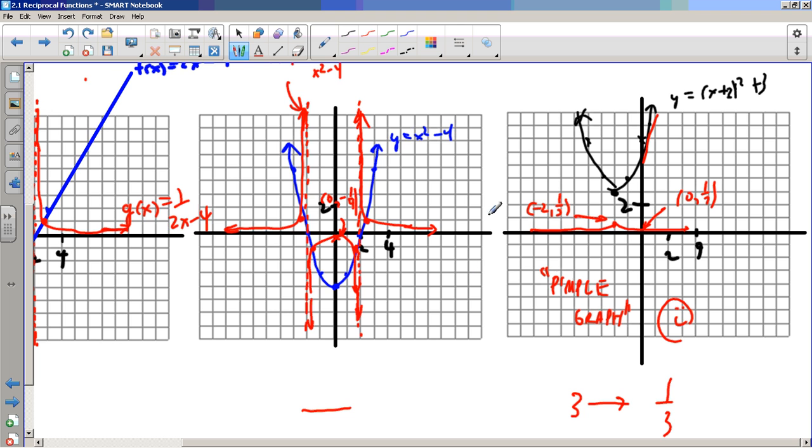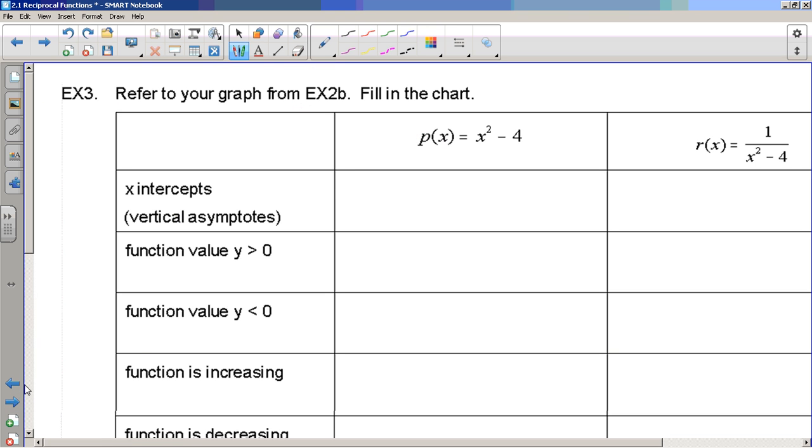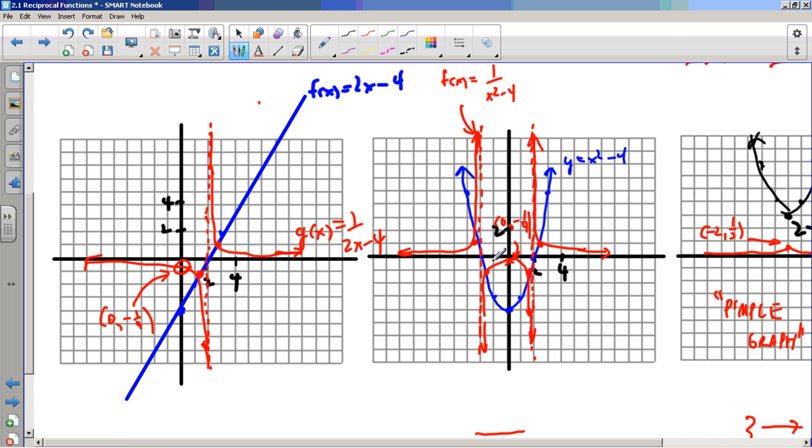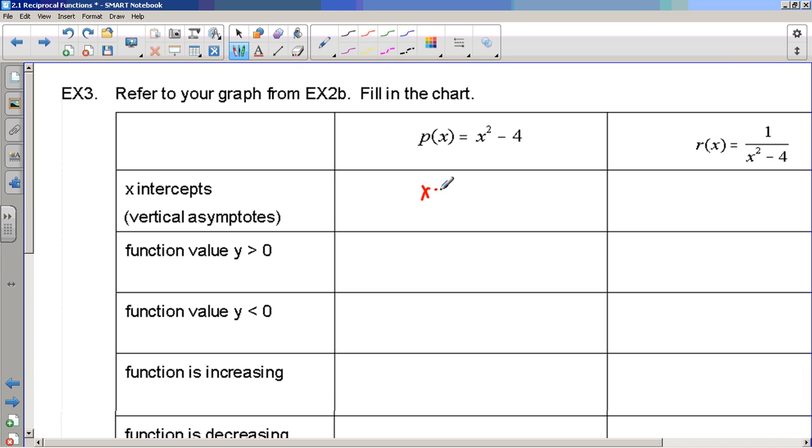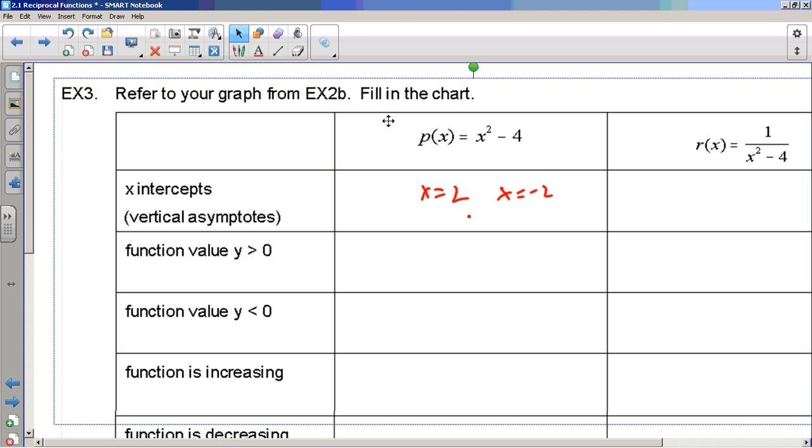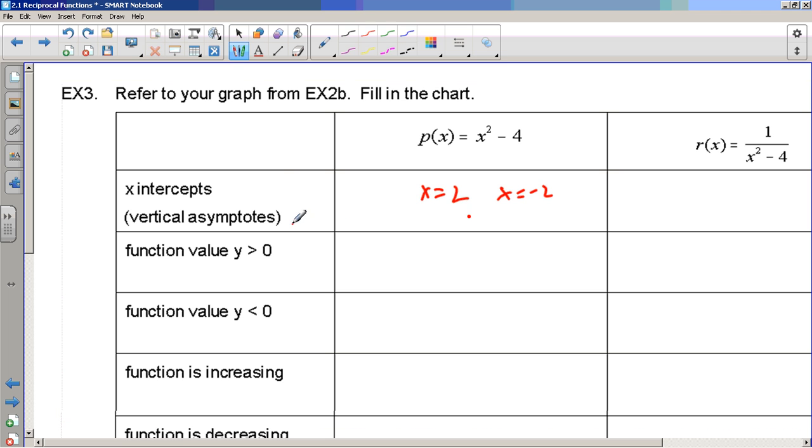That's a weird one. Usually we at least have 1 or 2 vertical asymptotes to have fun with. All right, now which one are we talking about? Refer to your graph from example 2b, fill in the chart. So the x-intercepts of this one were 2 and -2. And this one had vertical asymptotes then of x equals 2 and x equals -2.